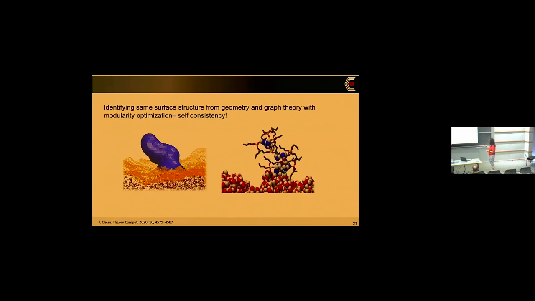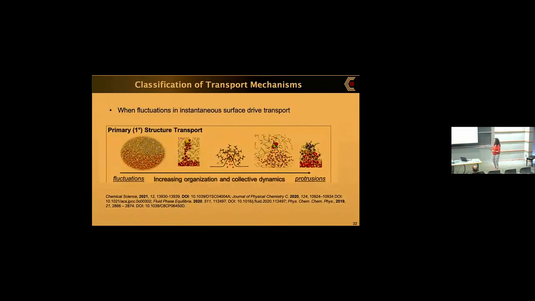Through this approach, we can identify these very interesting structures that emerge as a consequence of surfactant self-assembly on the interface. And what's really nice is we can identify the exact same surface structures using modularity optimization, that temporal modularity optimization that I showed you. So we've got self-consistency in this identification of these surface architectures, which is really nice. And we've been able to use this approach to classify different transport mechanisms for oil-water interfaces in things like solvent extraction.